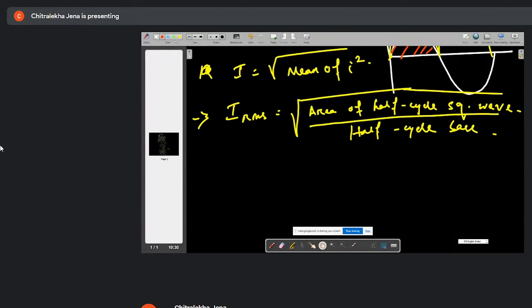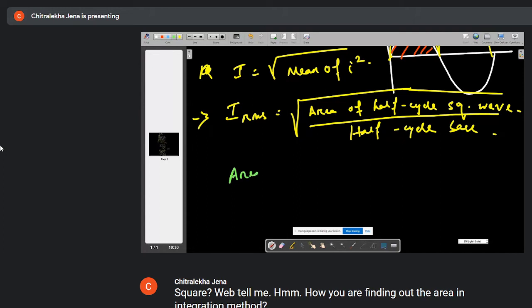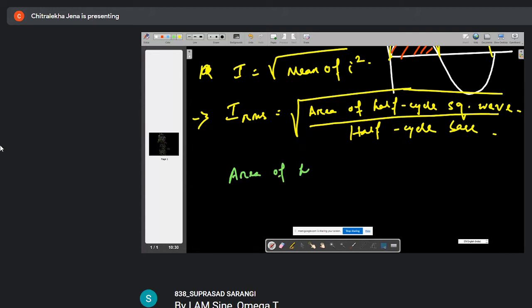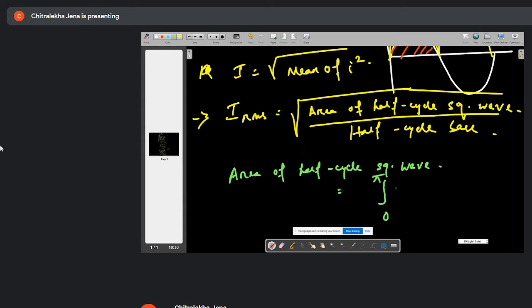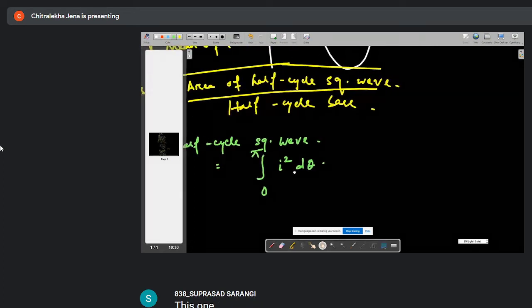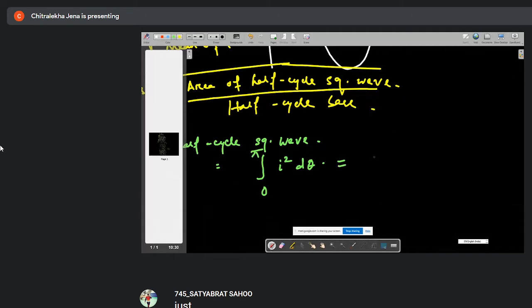How are you finding out the area in the integration method? From 0 to pi, I = Im sine omega t. Wait. Area of half cycle squared wave will be equal to integration of what you have to do? 0 to pi, (Im sine omega t) whole square d theta. Yes or no? Yes, ma'am. This will be I square d theta. So this will be equal to integration of 0 to pi, Im square sine square theta d theta.